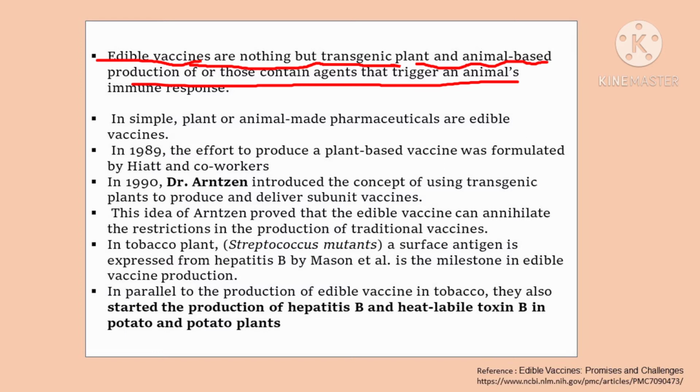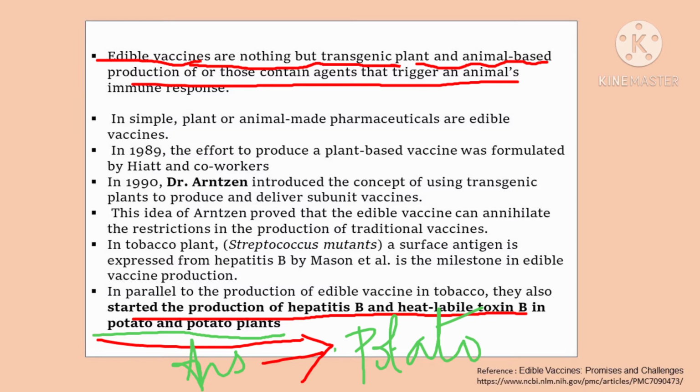In tobacco plant, a surface antigen from hepatitis B expressed by Mason et al. is the milestone in edible vaccine production. In parallel to the production of edible vaccine in tobacco, they also started the production of hepatitis B surface antigen and heat labile toxin B in potato plants. So from the last sentence, we can conclude that our answer is the potato. So potato plant is used to develop immunity against hepatitis B.